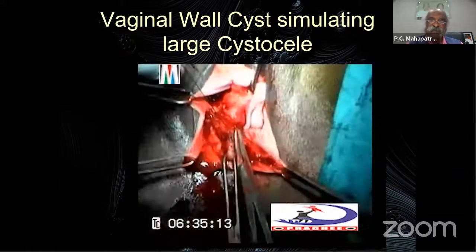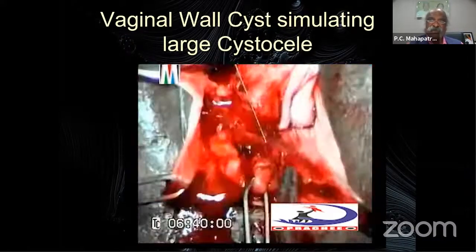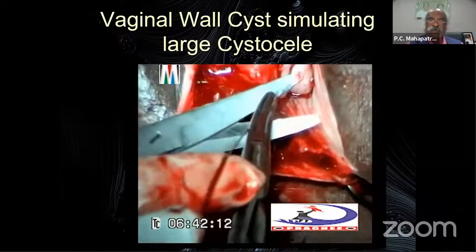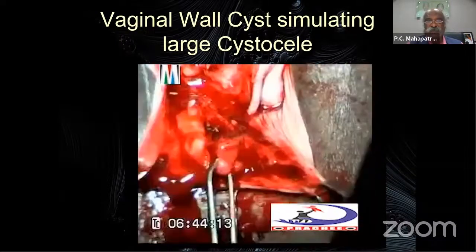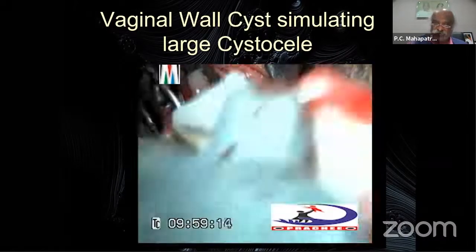So remember that this is a differential diagnosis. Not all cases have a prolapse or cystocele. All projections, all bulges are not cystocele. This is one example of that, and you just reposition it, and with a good plastic sense, you can do it for them.